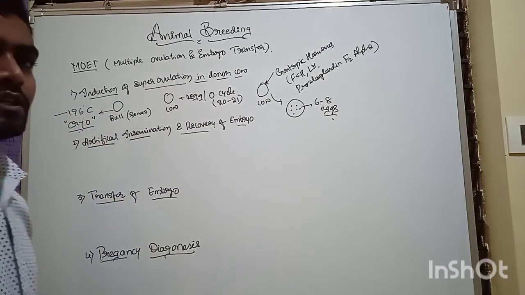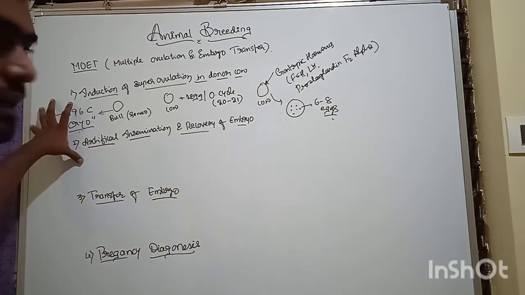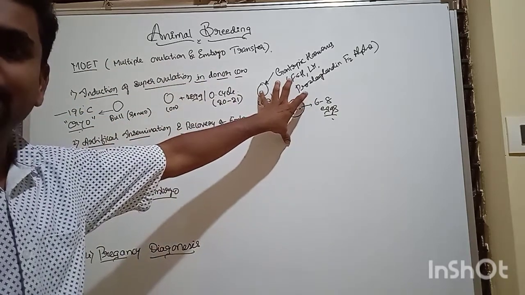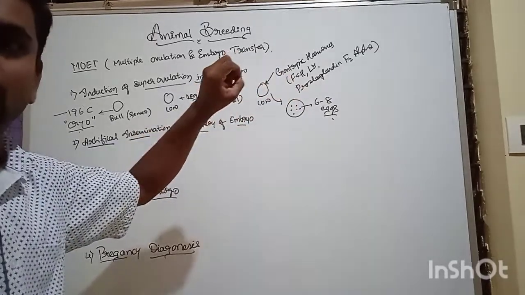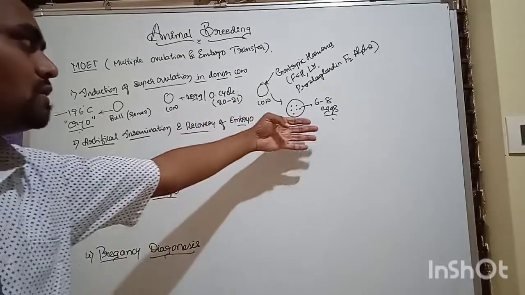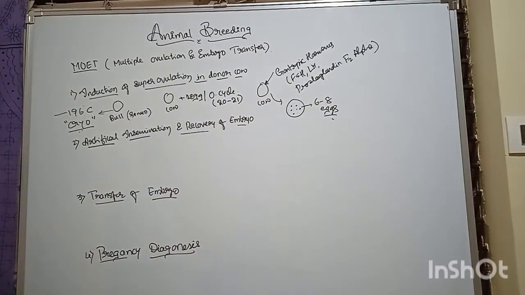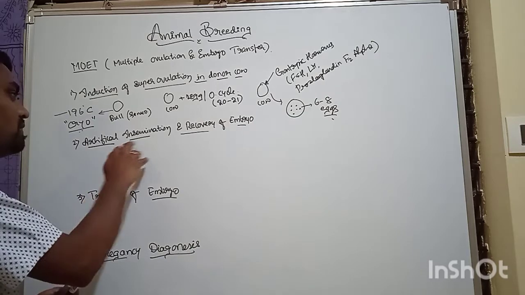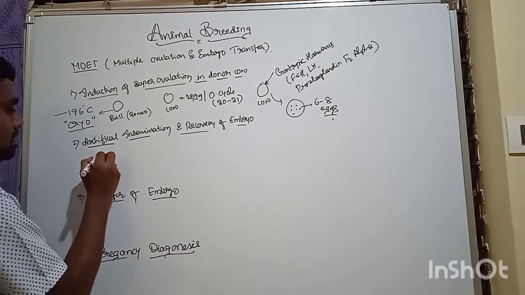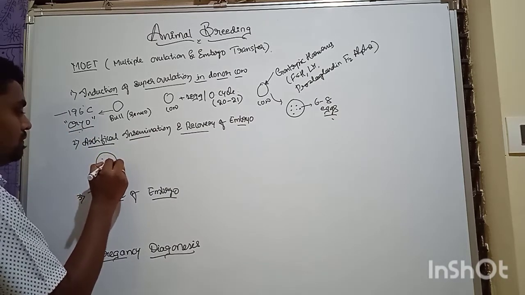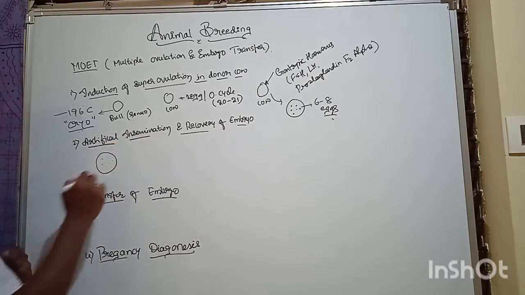So, first step, what we did: we have collected the semen and we have collected the n number of eggs. That too, instead of one, we have induced gonadotropic hormone so that it produces more eggs. So, I'll collect 6 to 8 eggs. Next, artificial insemination and recovery of embryo. Egg is ready, semen is ready. Okay, 1, 2, 3, 4, 6 to 8 eggs.